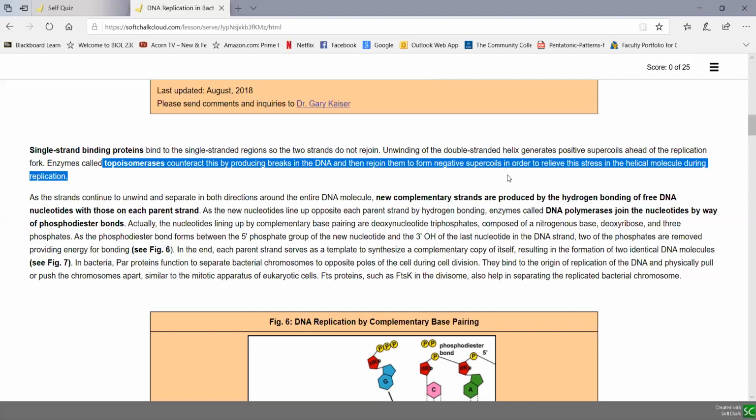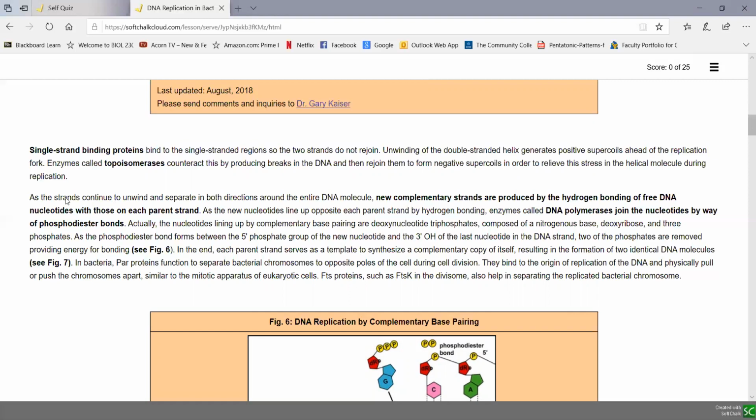molecule unwinding. Now, as the two strands continue to unwind and separate in both directions around the entire DNA molecule, new complementary strands are produced by the hydrogen bonding of free DNA nucleotides with those of each parent strand.